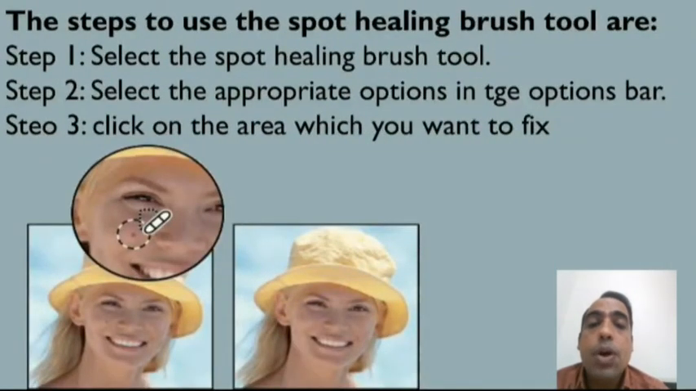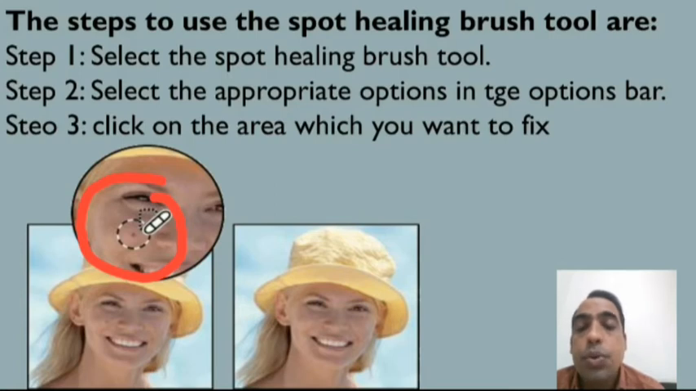Now I will explain you how you can use spot healing brush tool. Step 1. Select the spot healing brush tool in the toolbox. Step 2. Select the appropriate option in the option bar. Step 3. Click an area which you want to fix. Now you can see example. Spot is there in this diagram. After using spot healing brush tool, this spot is removed. You can see.